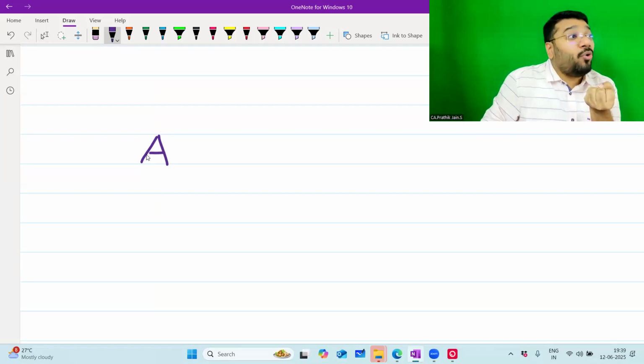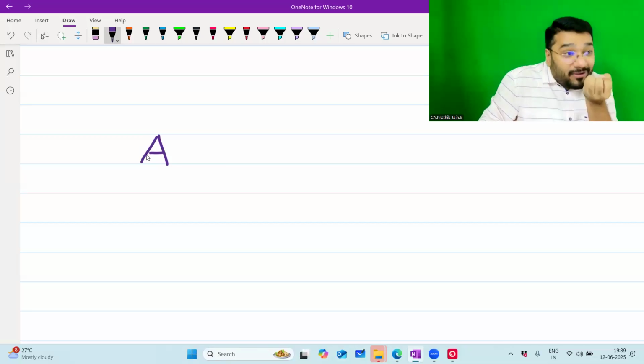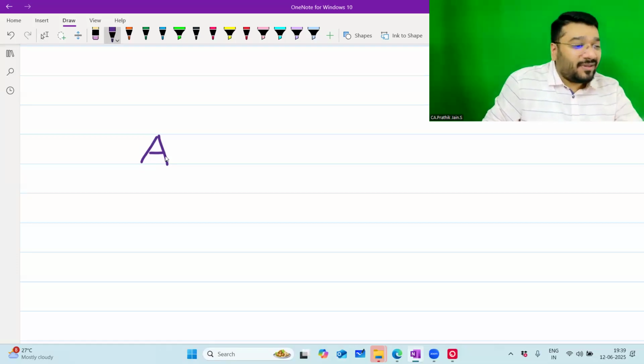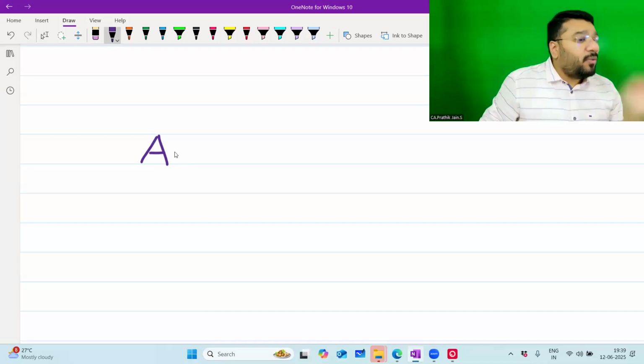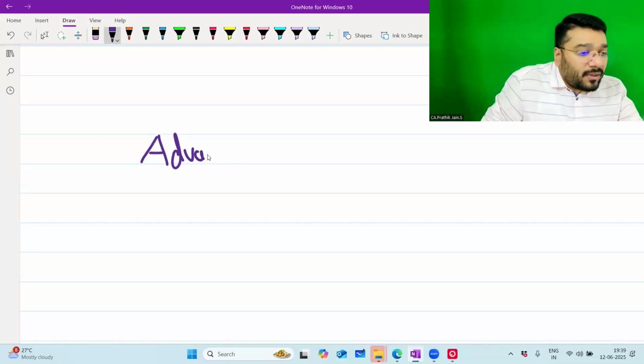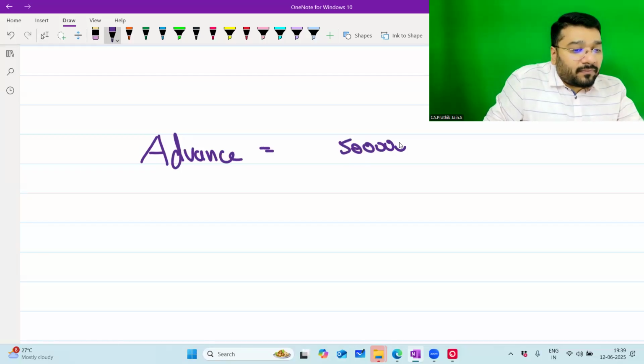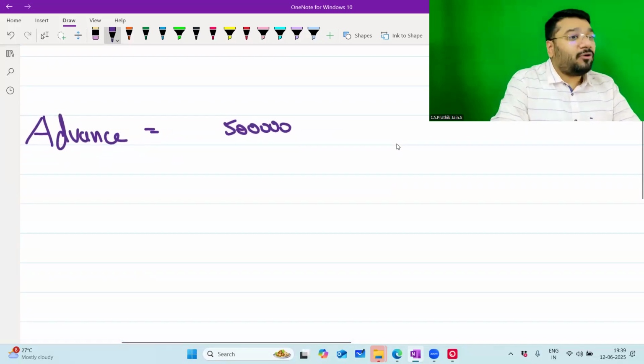So why does the owner ask for the advance? Tomorrow, if you do any hanky-panky things, that will cost you something. That will be adjusted from the advance money. So this place, we are renting it out. The advance that we have to pay, how much? 5 lakh rupees.